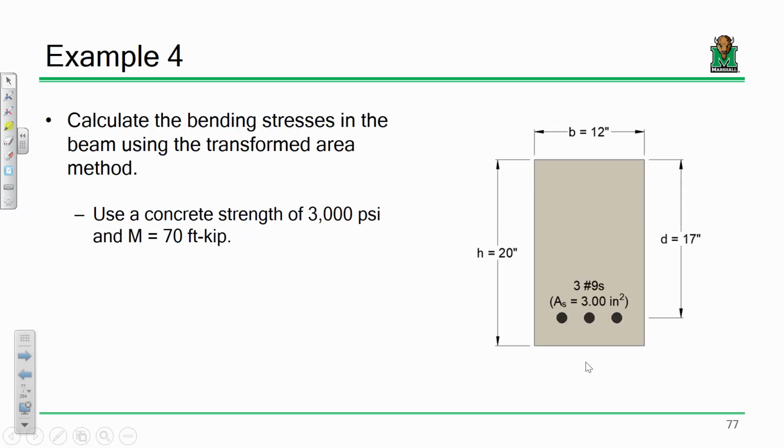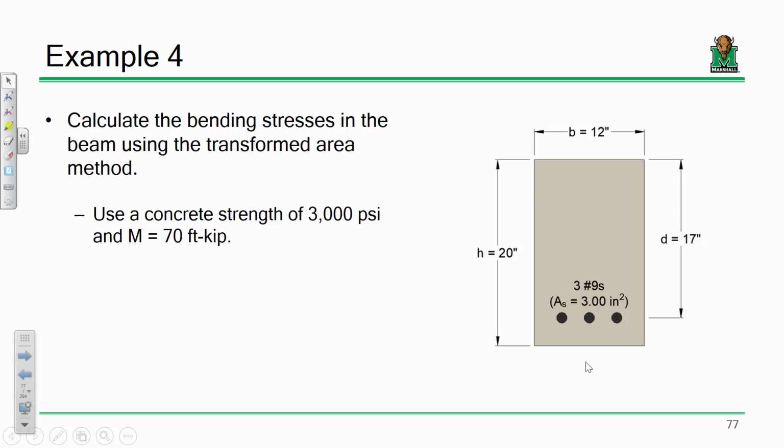We had started this example but hadn't quite finished it, so what I'd like to do today is go into bending stress computations and finish out the moment of inertia calculation with this problem. We had a concrete beam. It's 12 inches wide and 20 inches tall. Its effective depth is 17 inches.